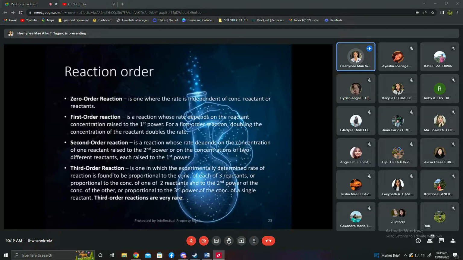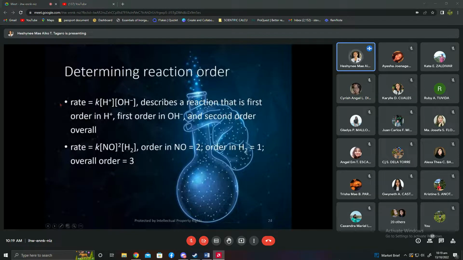Okay, next. So here we have an example. So the rate equals k times the concentration of hydrogen and hydroxide ion. So each of the reactants here are in the first order. But the overall reaction order is second order. So for the overall reaction order, all you have to do is add the exponents of the reactants.